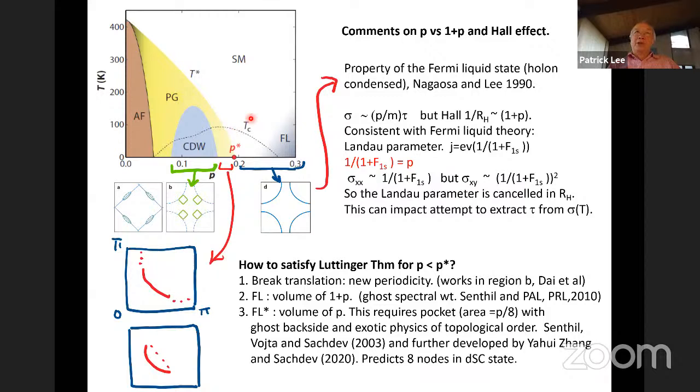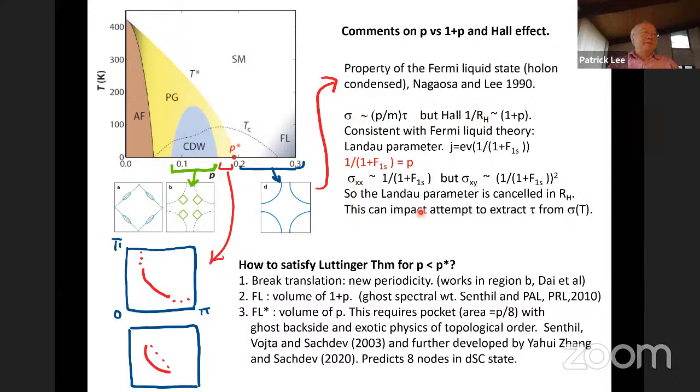Okay. And I want to mention this because I think the use of this density also impacts the attempts to extract the scattering rate using sigma T, as Louis showed you last time, this so-called Planckian coefficient, and so on and so forth. So I think this question requires some more thinking. Okay?